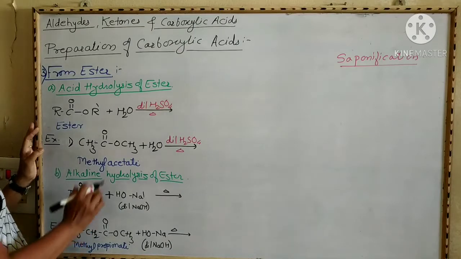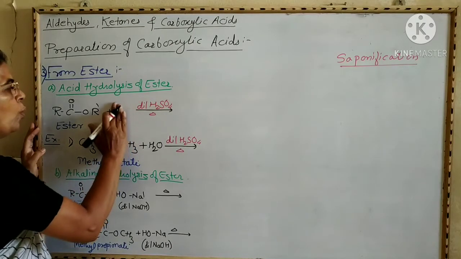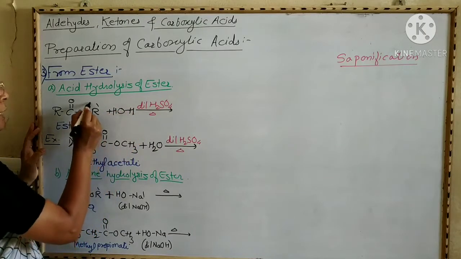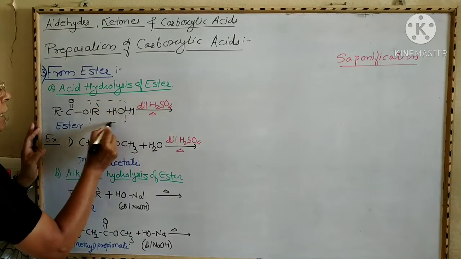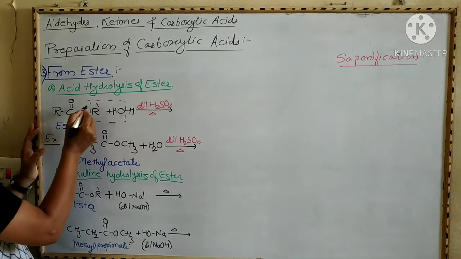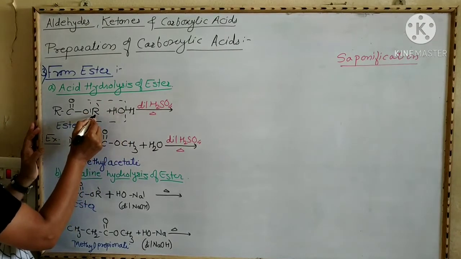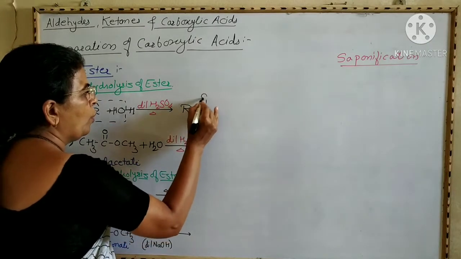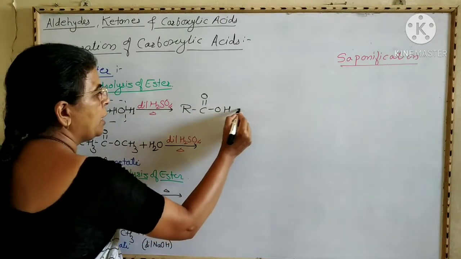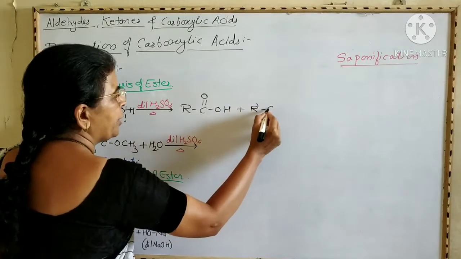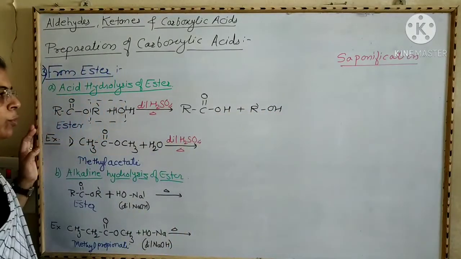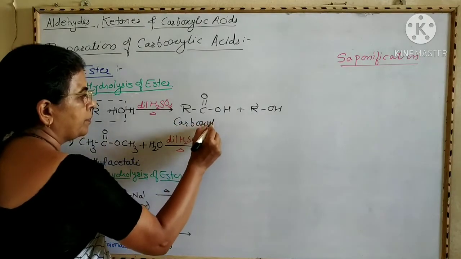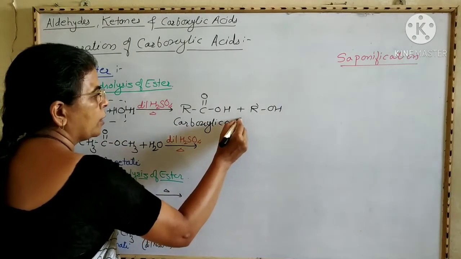Here this H2O, that is HOH, can be written like this. Breaking of this bond takes place and formation of alcohol, and this hydrogen gets replaced by this R' to form RC=O-OH plus R'OH. That is, here formation of two molecules takes place. One is carboxylic acid and the second is alcohol.